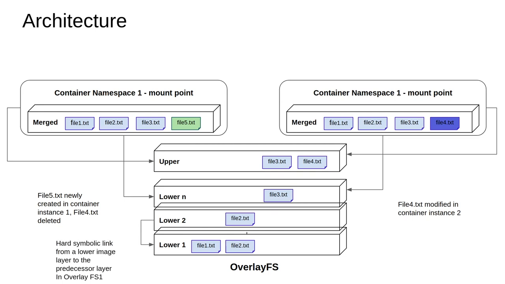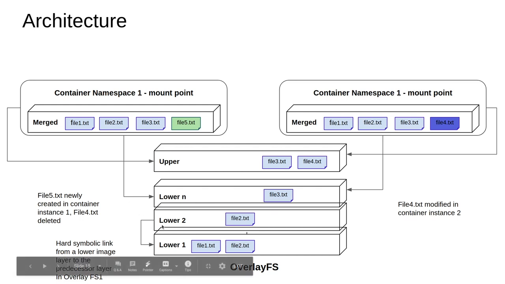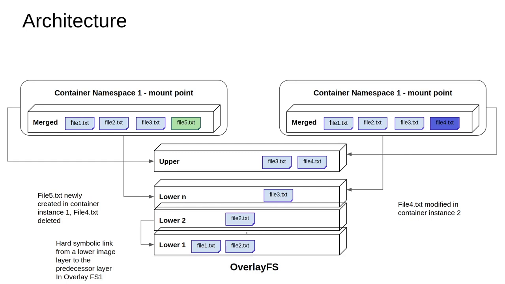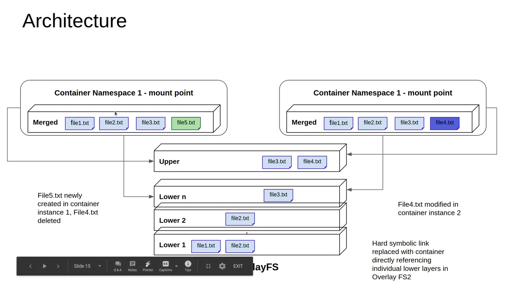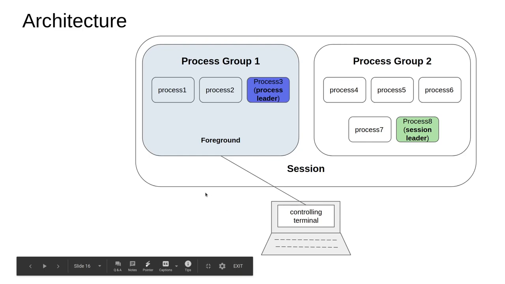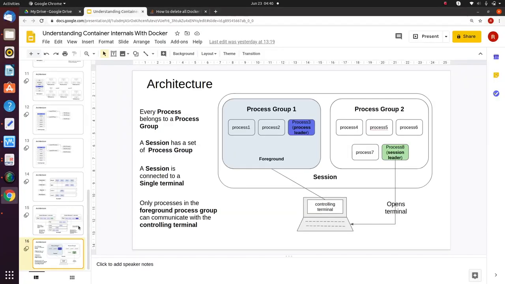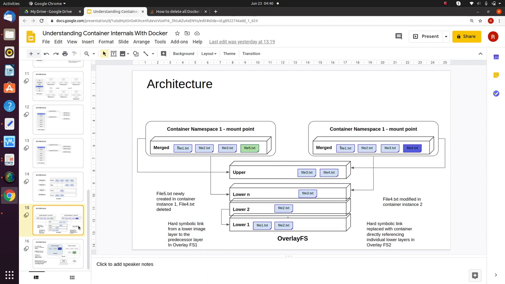Now in the earlier versions of Docker, it used to use overlay file system one, and all the lower layers used to maintain a hard symbolic link to their immediate predecessor. That has been removed in overlay FS2, and the container namespace directly refers to these individual layers instead of maintaining hard symbolic links at each lower layer except the base one.